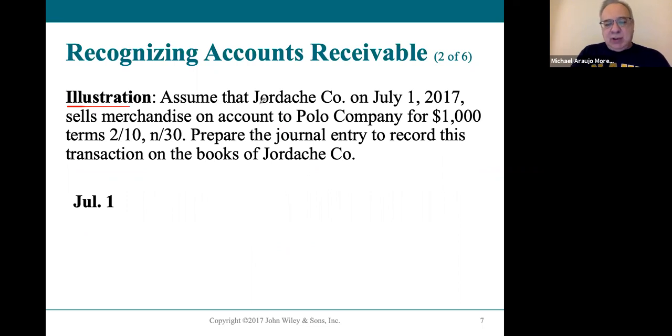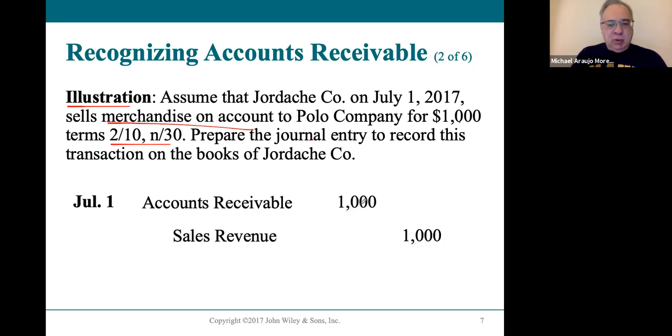So here we have Jordache Company on the 1st of July, 2017. They sold merchandise on account to Polo Company for $1,000, 2/10 net 30. So preparing the journal entry for Jordache would show that since we sold it on account, we're going to set up an accounts receivable, debit to accounts receivable, credit to sales revenue. Of course, after this, we would also put the cost of goods sold and credit inventory, but it doesn't say that on this slide. But I figured I'd add that in.